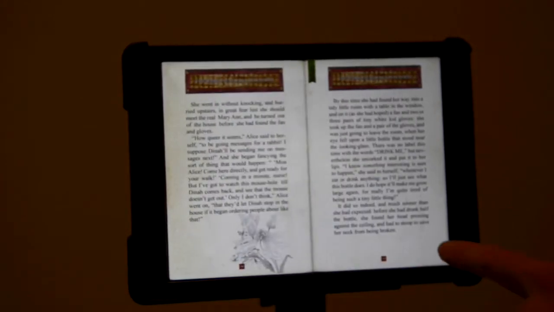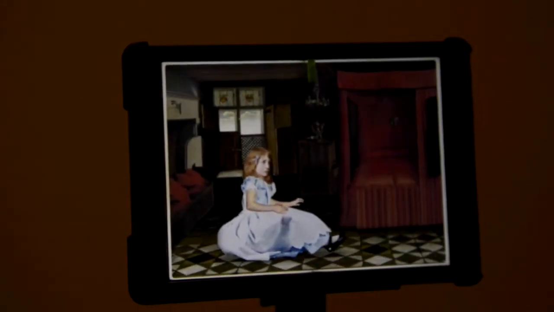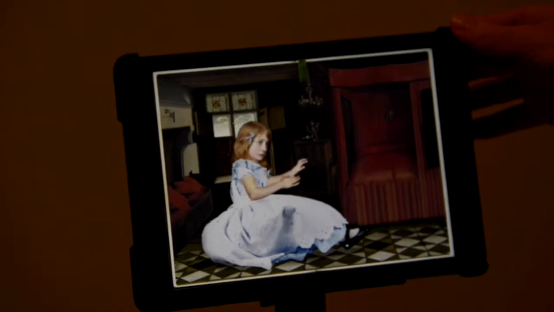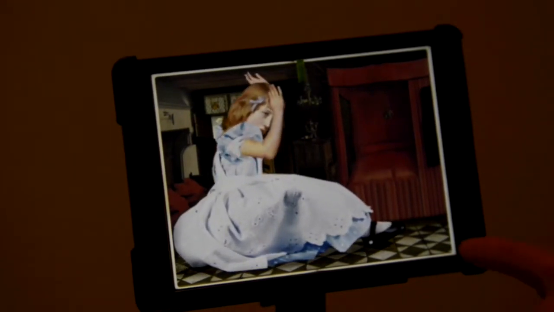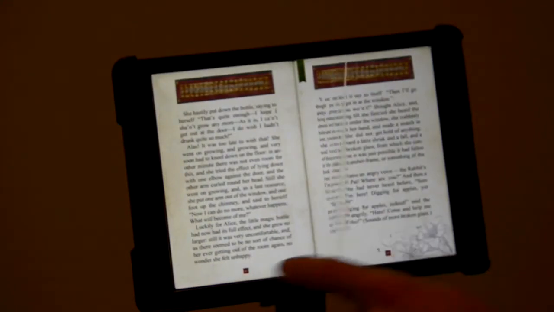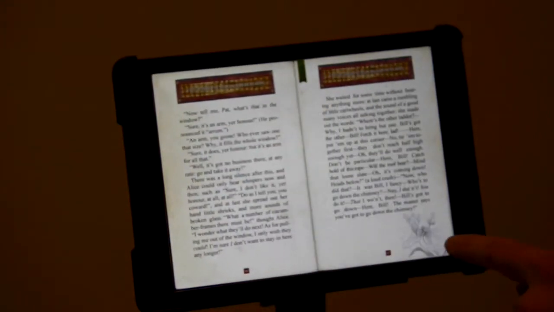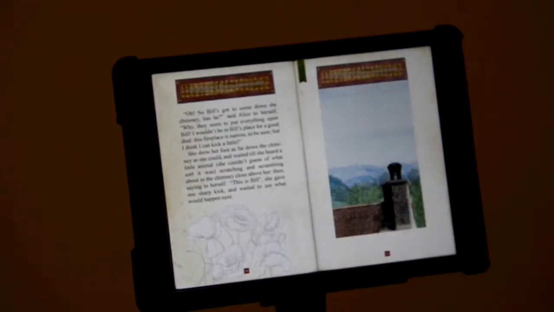Chapter 4. She went in without. She hastily put. Oh. Now tell me. Look. "Oh, so Bill's got to come down the chimney, has he?" said Alice to herself. "Why, they seem to put everything upon Bill. I wouldn't be in Bill's place for a good deal."